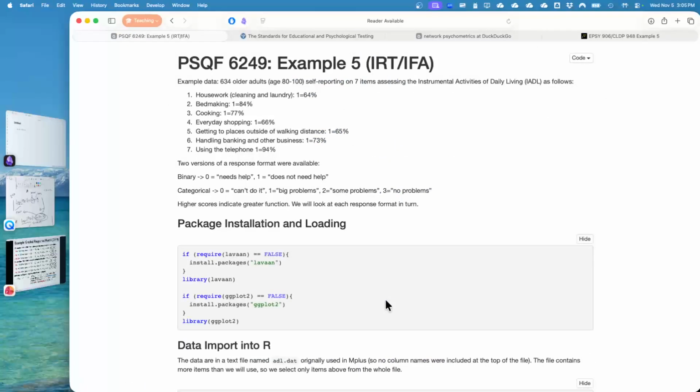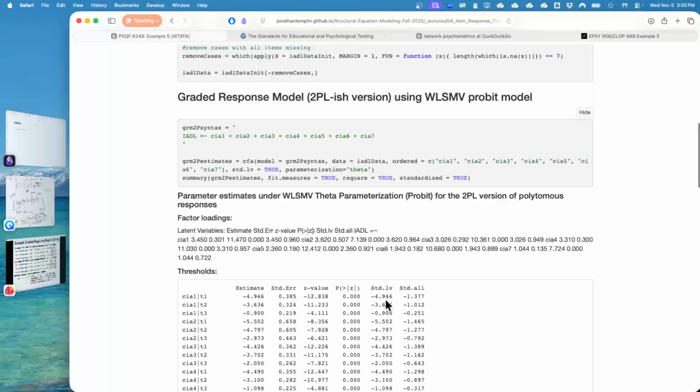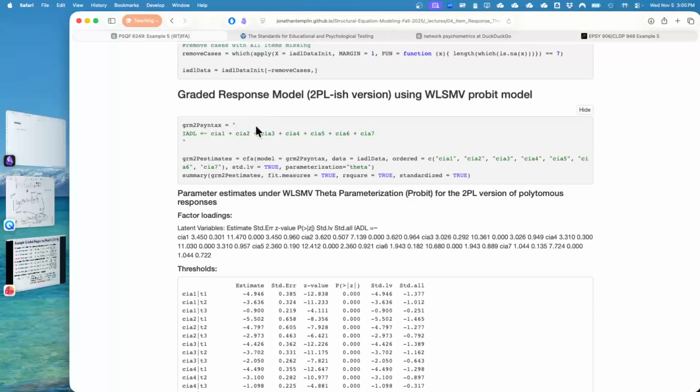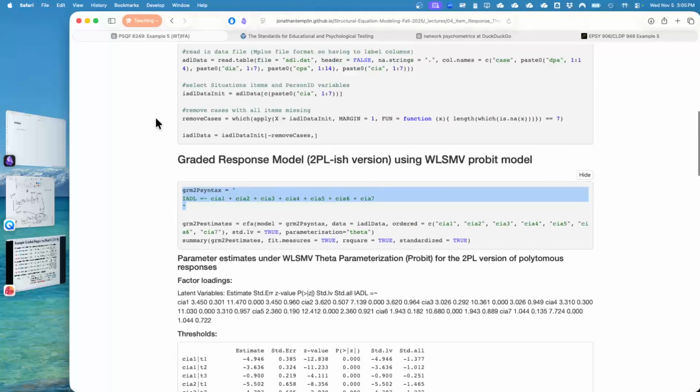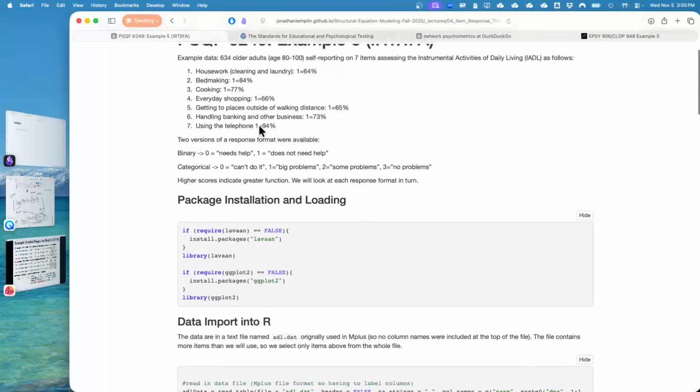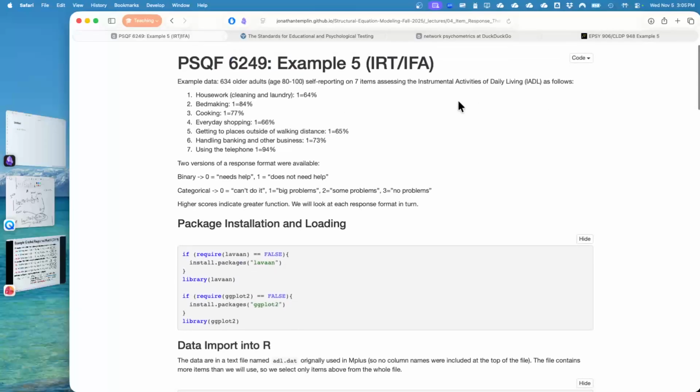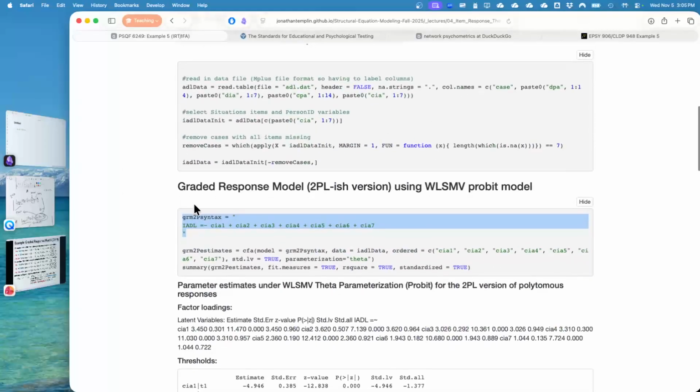Okay, in Lavaan, I'm giving you the shorthand syntax now. The syntax is the same. This is for a data set with the same instrumental activities of daily living. I just call it a little bit different here, CIA instead of DIA items.